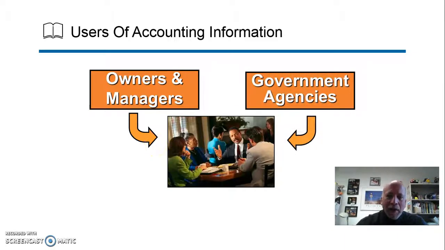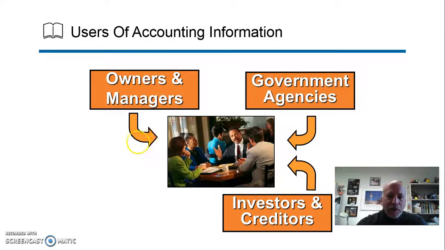Second is government agencies. By law, any publicly traded company, and we looked at that in the first chapter, a corporation whose stock is publicly traded, is required by law to submit financial statements to the government to make sure that they're being done properly and that people who are buying and selling stock have the information they need to make those decisions.